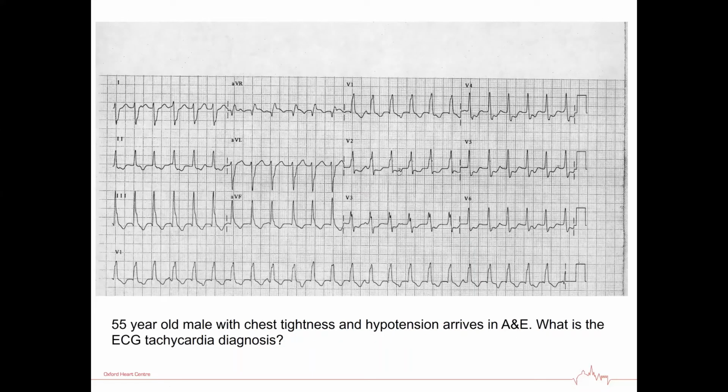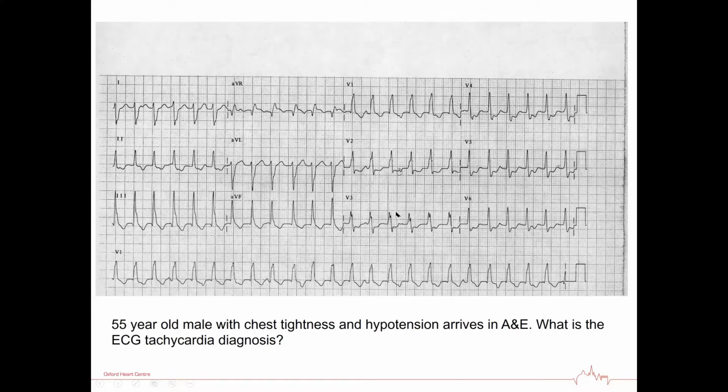Let's come on to another ECG. This is a 55-year-old man who came in with chest pain and low blood pressure. What's the diagnosis here? So let's take our same approach. The rate, about 150 with 2 small squares between the R intervals. Is it regular or irregular? It's regular. Again, map out if you're not clear.